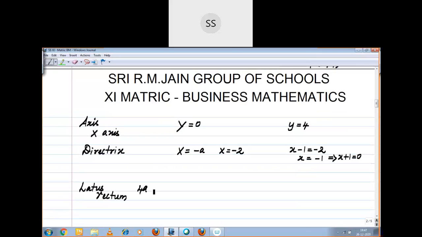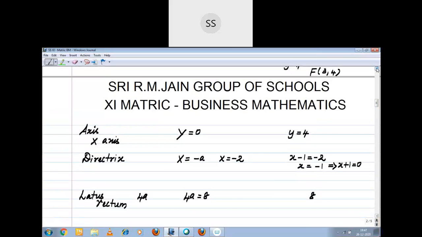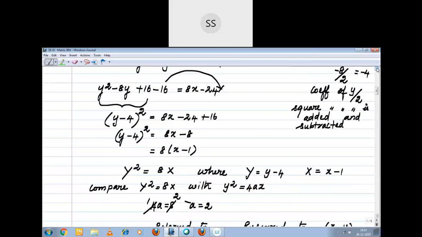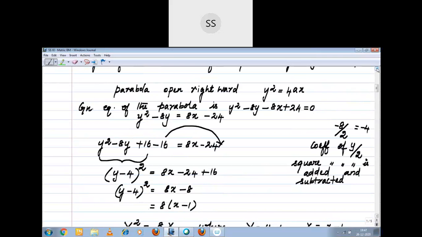Next, length of the latus rectum, that is 4a. 4a equal to 8. Here also what is it? 8. Got it, children? Once again I am going to explain the sum. You have to listen carefully.